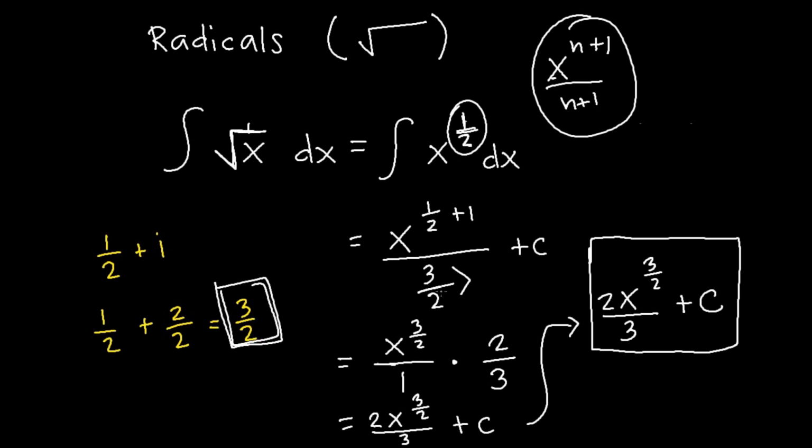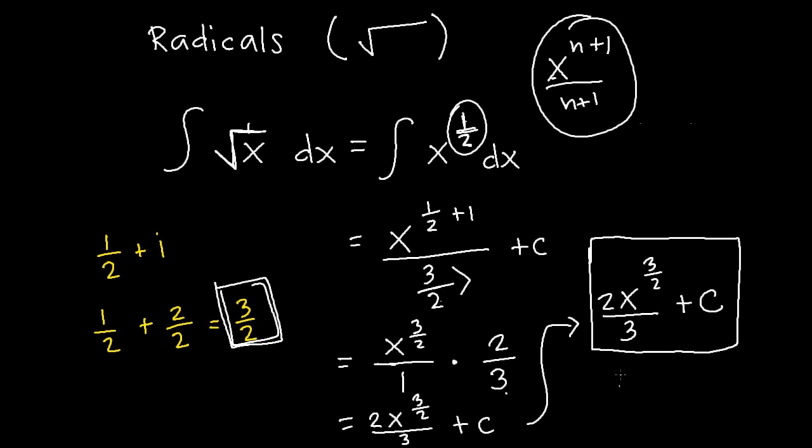Tapos ang 3 over 2 imong gi-reciprocal tapos gi-times nimo sa taas. Busa na x raised to the power of 3 over 2 times 2/3 dire na baylo. So imong final answer is 2x raised to the power of 3 over 2 over 3 plus c. So inana ang buhaton pag naka-encounter na radical signs.